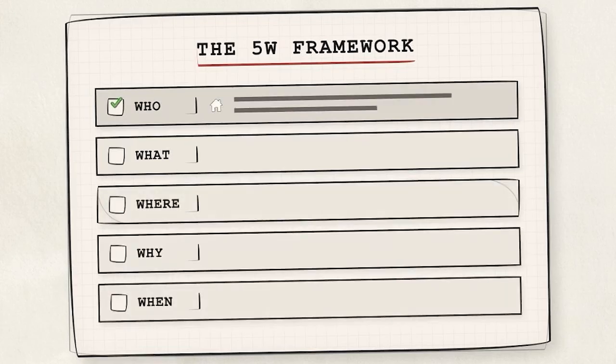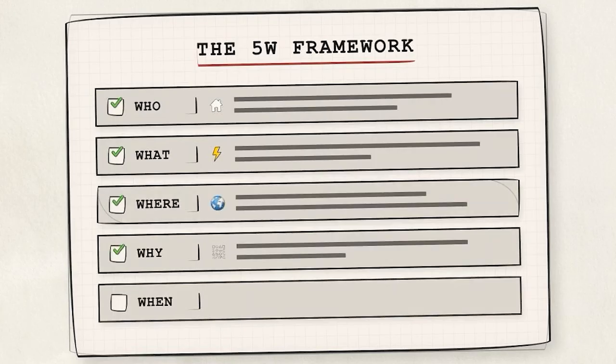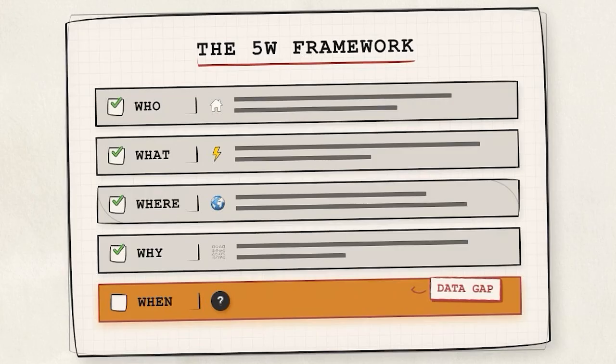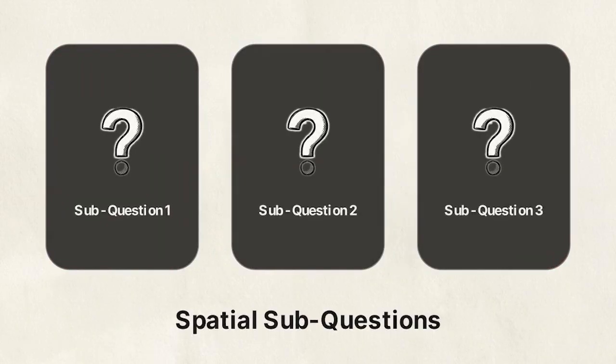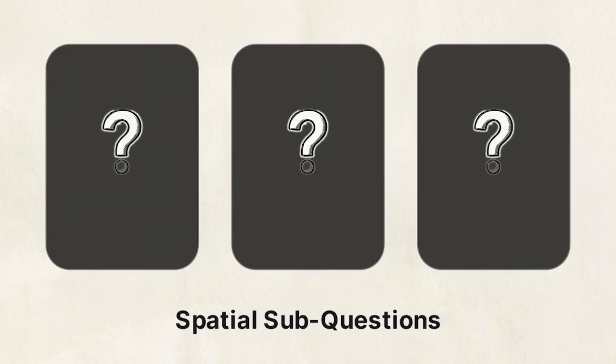This grid is your starting point. Step 1 is to fill in the who, what, where, why, and when for each scenario. If you end up with an empty box, that signals a valuable data gap you must resolve before analysis begins. Step 2 is decomposition. You will break the main problem into 3 or more specific, answerable spatial sub-questions.